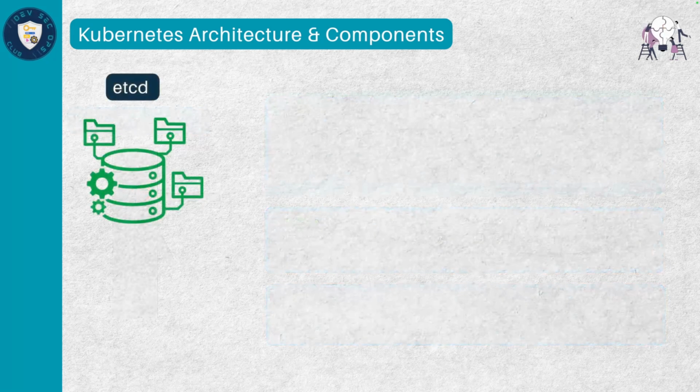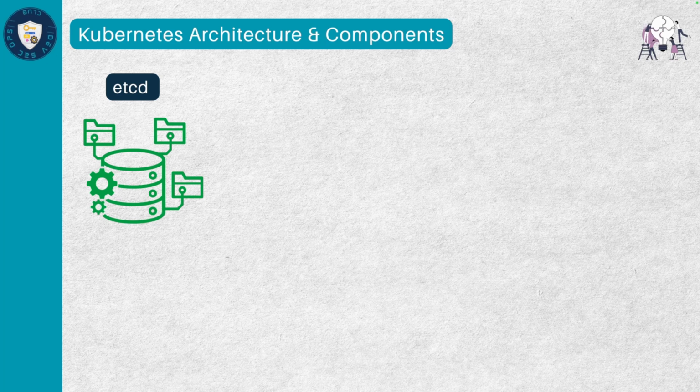Next we have the second component, that is etcd. etcd is a distributed, reliable key-value database. We know a database means we want to store some data. That's why we need a database. In Kubernetes we have etcd, which is a key-value based database. It stores the desired state of the cluster.